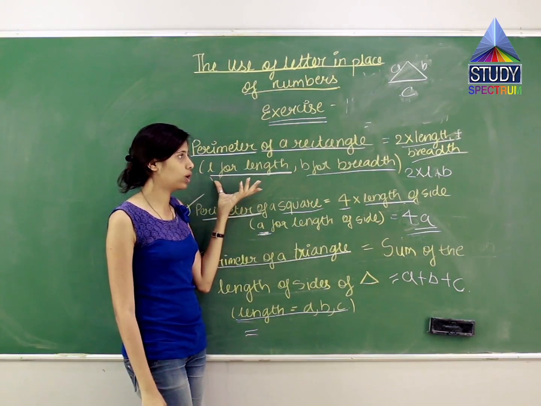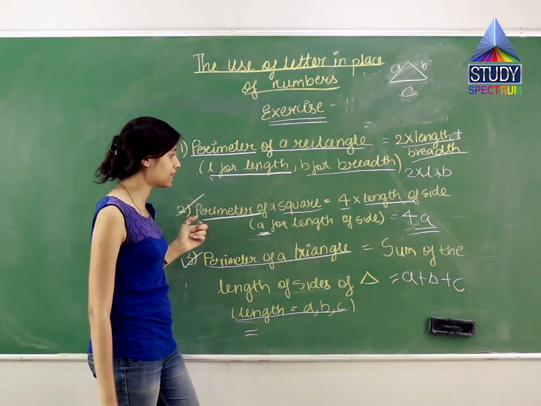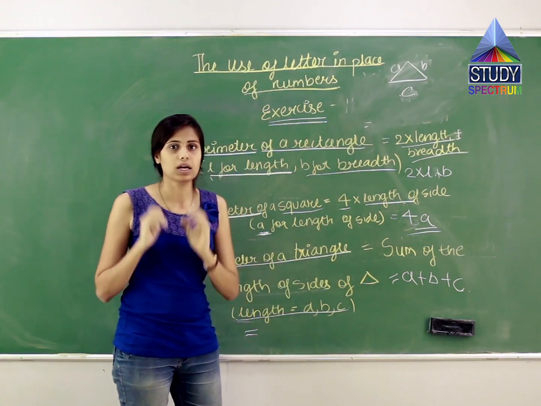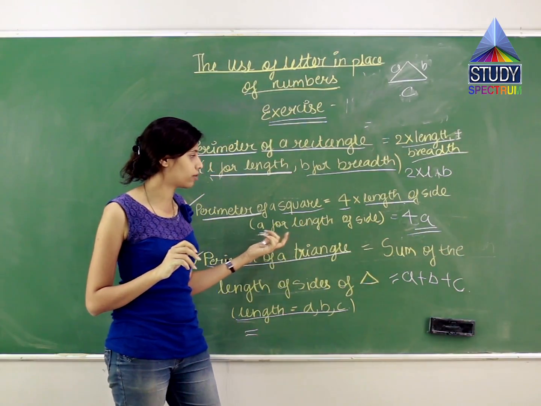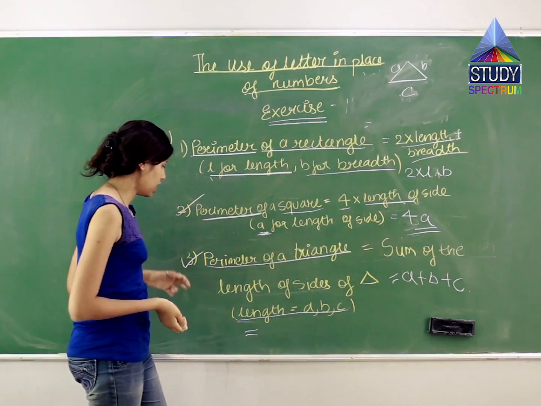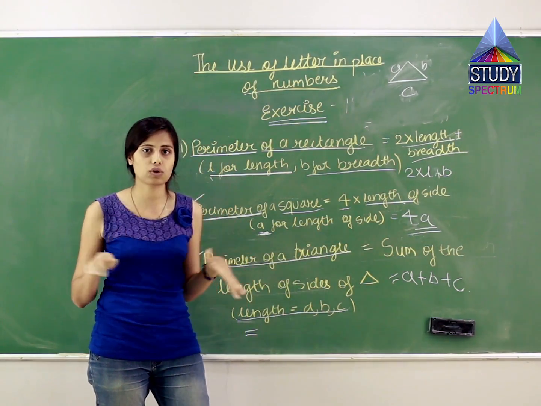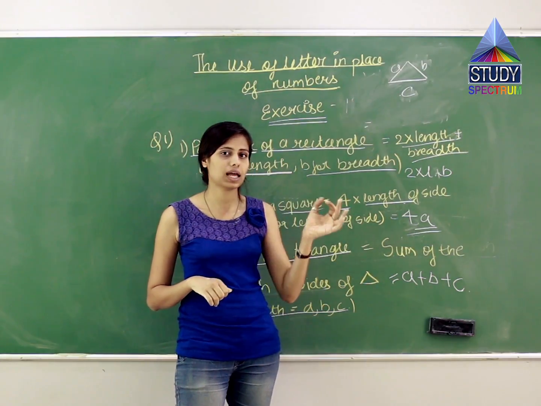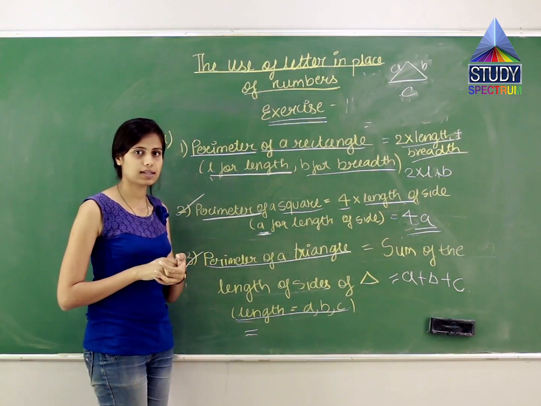Over here it was 2 into length into breadth. So that was replaced by L and B. In the second question they were asking 4 into length of a side. The length of the side multiplied by 4. In the bracket they have mentioned the length of the side is A centimeter. So 4 into A. In the next question they are telling you perimeter of a triangle. Perimeter of triangle we all know is the summation of all the sides, and they have told that the sides are A, B and C. So A plus B plus C. So clear with the first 3 questions of this exercise.